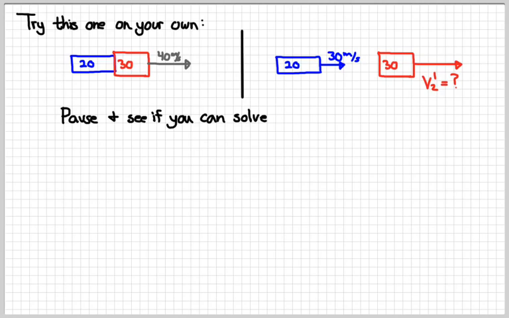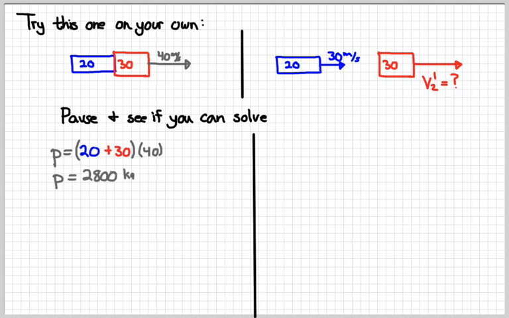Okay, let's see how I would have solved this. First of all, I would have figured out what the momentum of that system is. And so 20 plus 30 is 50, times 40 meters per second means the momentum is 2,800 kilogram meters per second.